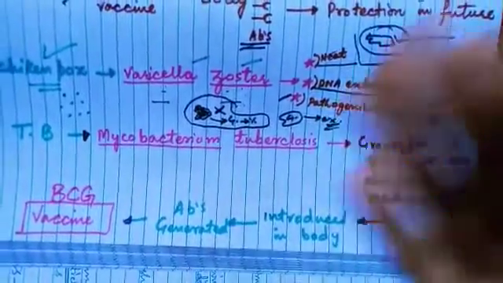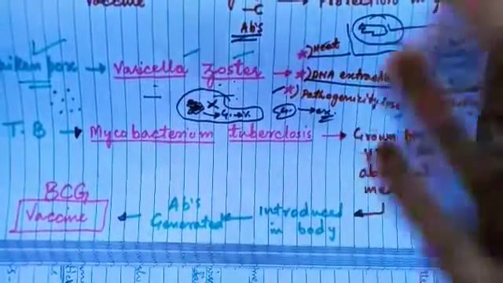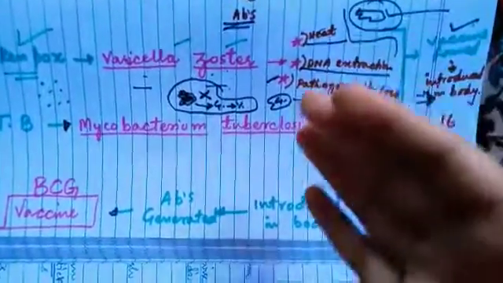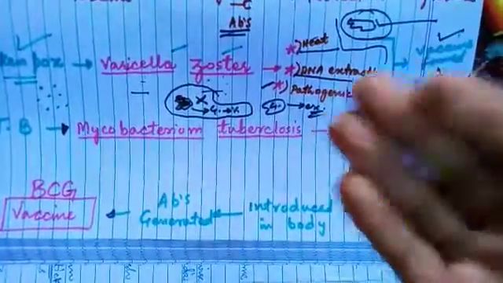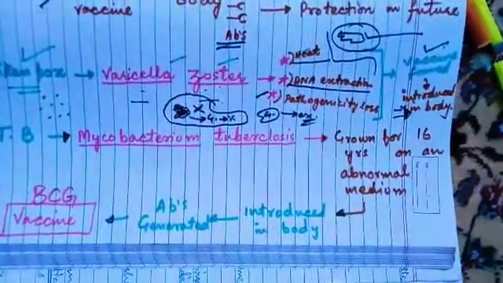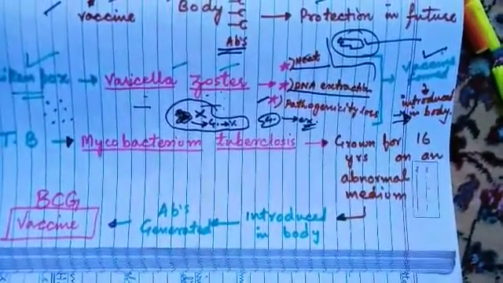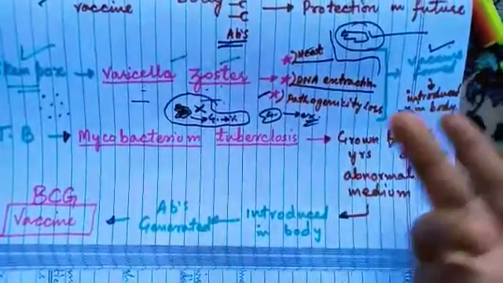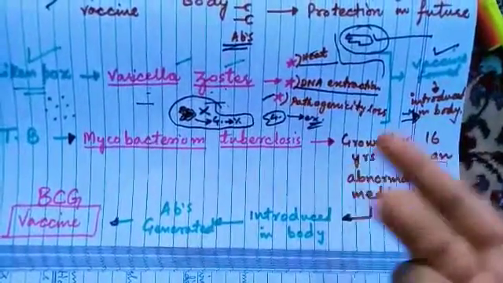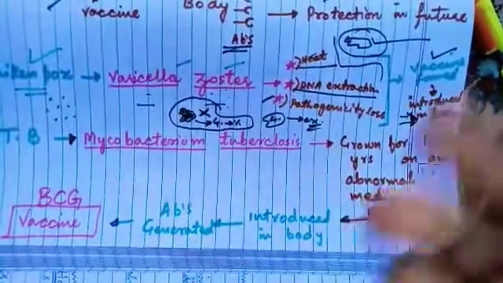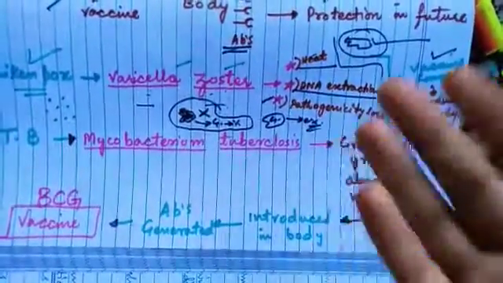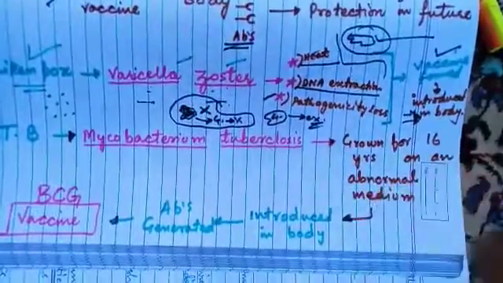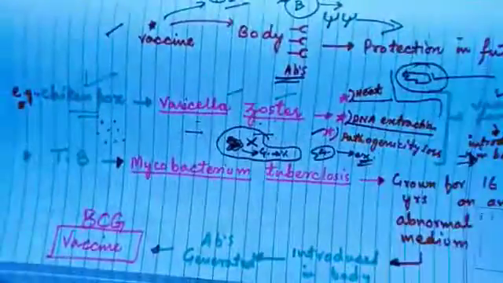For example, there is the BCG vaccine against tuberculosis, the Sabin-Salk vaccine against polio, the HIV vaccine, the Hib vaccine, the Haemophilus influenzae vaccine against influenza, the DPT vaccine against diphtheria, pertussis, and tetanus, and the MMR vaccine against mumps, measles, and rubella. There is the Varicella Zoster vaccine against chickenpox.